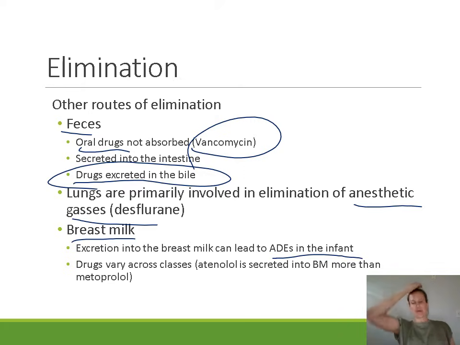Also keep in mind when we talk about drugs being eliminated into the breast milk that this can vary across classes of drugs. So for example, you can't assume that all beta blockers are eliminated in the breast milk, or all beta blockers are not eliminated in the breast milk. It varies between specific drugs based on the chemical components of those drugs. So atenolol, for example, is a beta blocker that is secreted into the breast milk much more than metoprolol.